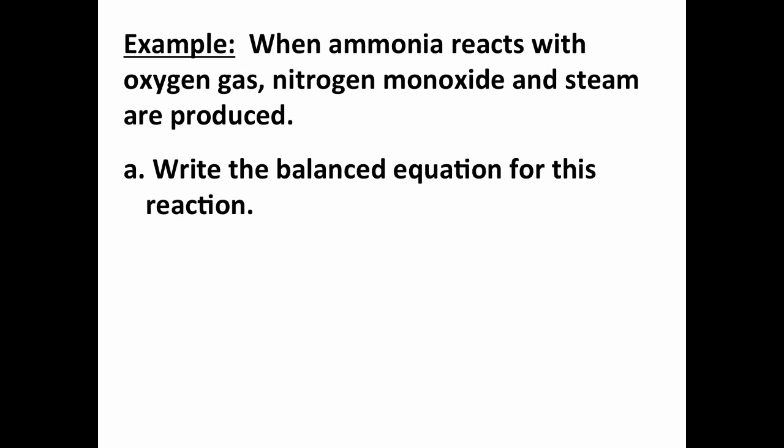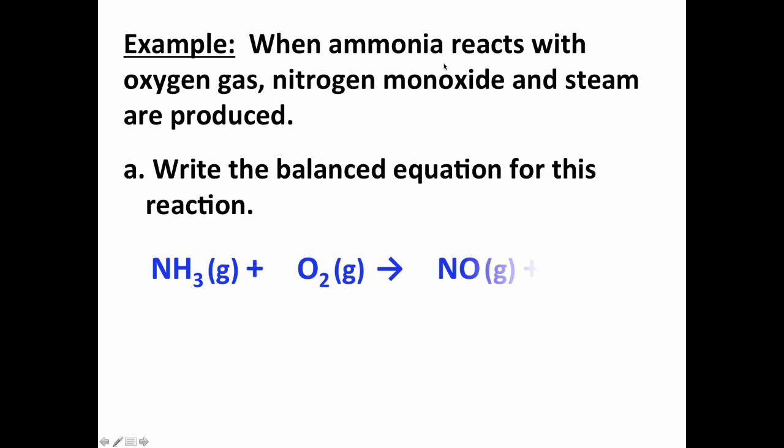First of all, the balanced equation. Ammonia is NH3, oxygen is O2, nitrogen monoxide is NO, and steam is H2O. And all of these are gases. Now to balance, we do the usual thing and fill in the appropriate coefficients. And it's 4 to 5 to 4 to 6 for our stoichiometry.